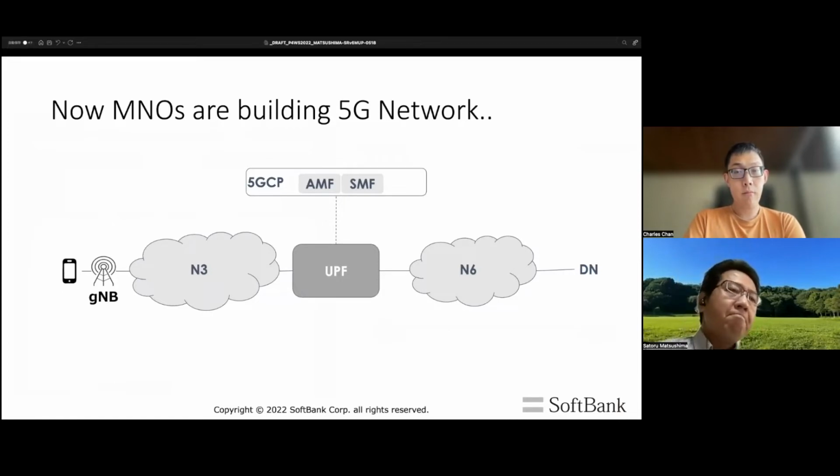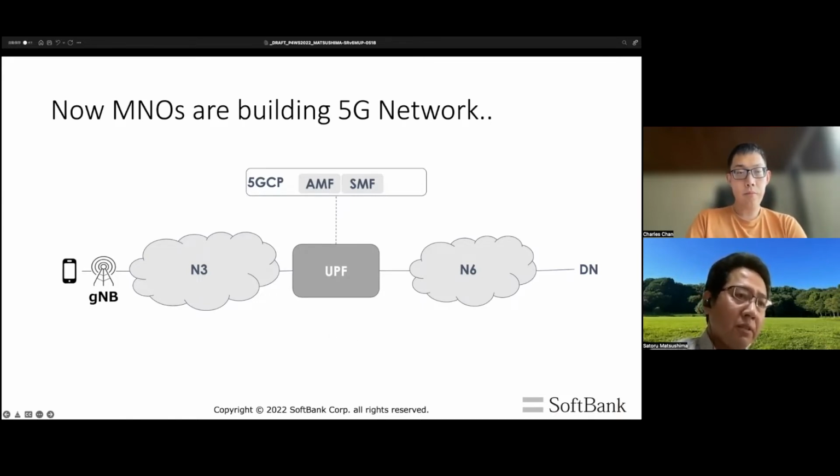So now, 5G: we are a mobile network operator, and not only us, but many MNOs in the world are now building their 5G networks. You can see this slide. We built the N3 network on the left-hand side to aggregate the connectivity with the gNodeB for our 5G clients. On the right-hand side, we built the N6 network to connect to the DN. The DN is usually internet connectivity or an enterprise VPN or something.